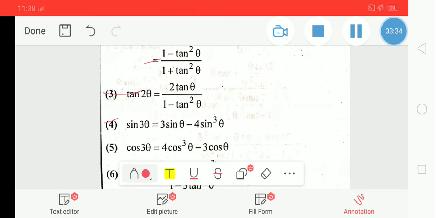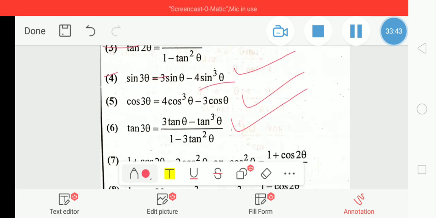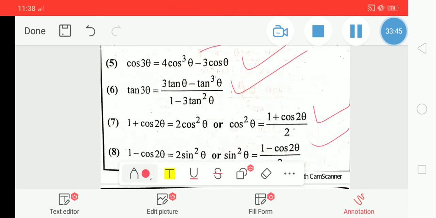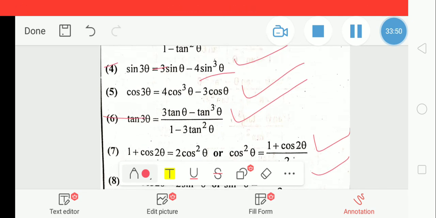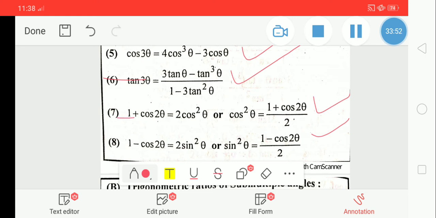Sin 3 theta is equal to 3 sin theta minus 4 sin cube theta. This one was also proved in the unit 2 lecture. And 1 plus cos 2 theta is equal to 2 cos square theta, 1 minus cos 2 theta is equal to 2 sin square theta. That is this way, because we divide this by 2 and this by 2, so we can also write this one.